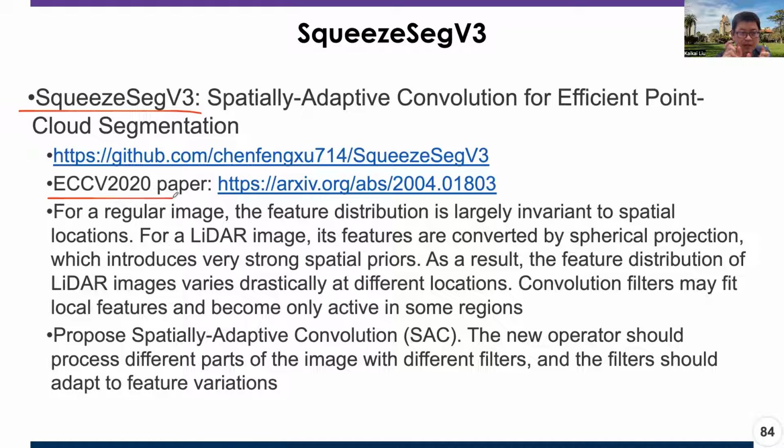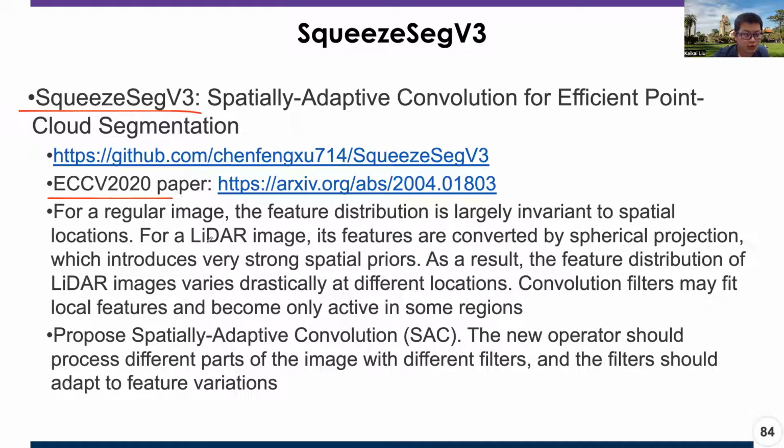The classes you assign in the range images, when you project back to the 3D points, belong to different points at different locations. So that's why the boundary is usually blurred. This is a major challenge of the range image-based approaches.